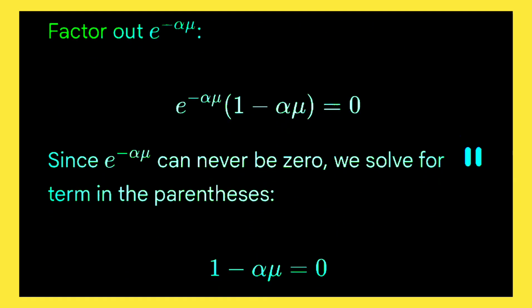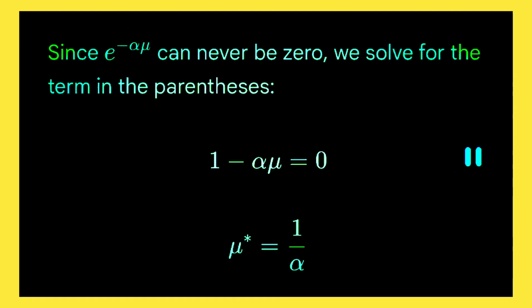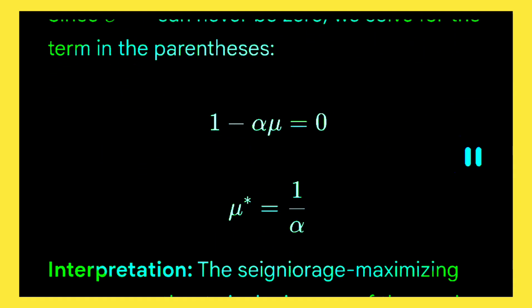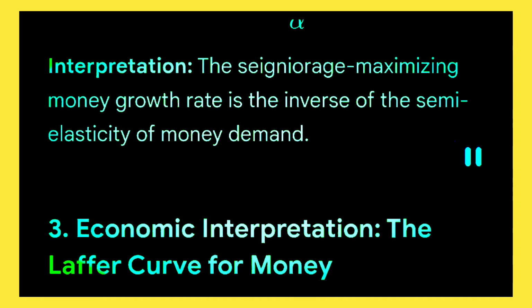Interpretation. The seigniorage maximizing money growth rate is the inverse of the semi-elasticity of money demand. 3. Economic interpretation, the Laffer curve for money. This derivation reveals a Laffer curve effect for inflation.